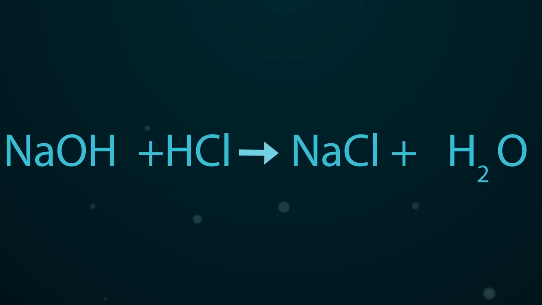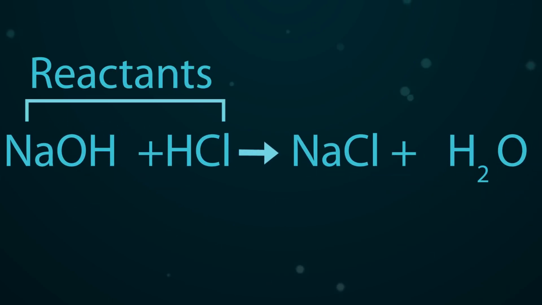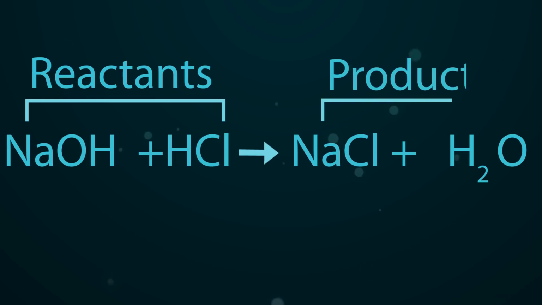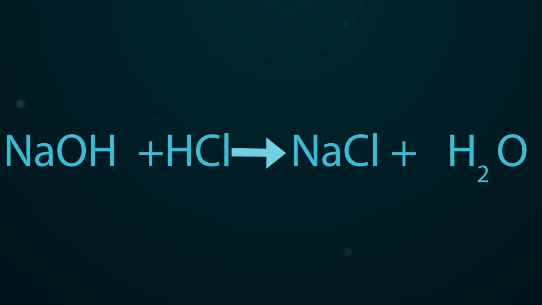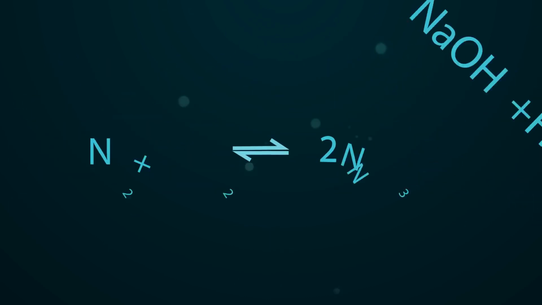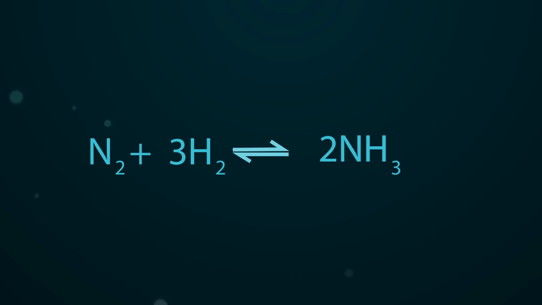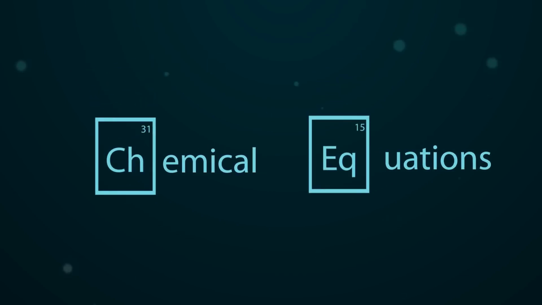And so to summarise, a chemical equation shows the overall chemical change of reactants into products. We usually write reactants on the left of the arrow and products on the right. A single arrow means that the reaction is irreversible, and two oppositely pointing half arrows means the reaction is reversible. And that completes our overview of chemical equations.